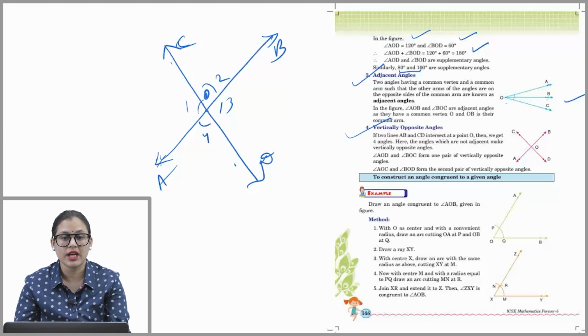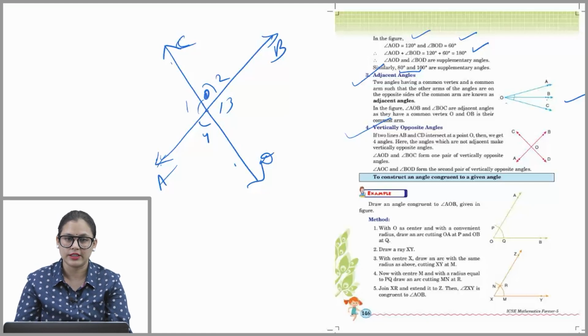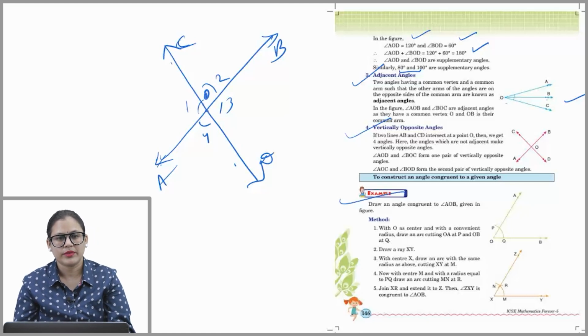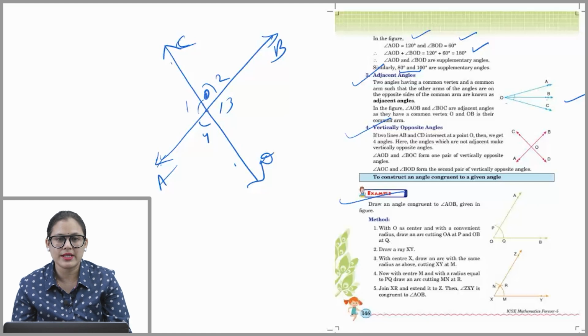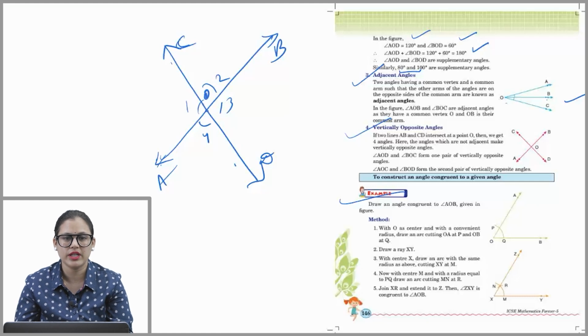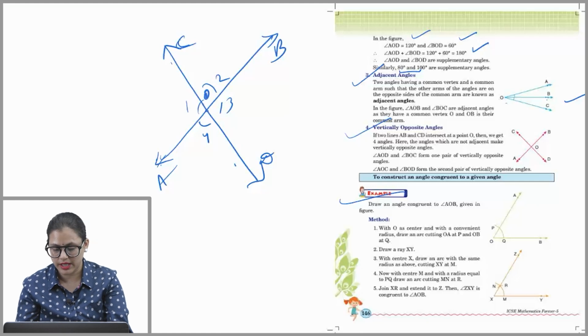So, to construct an angle congruent to a given angle. Example: draw an angle congruent to angle AOB given in the figure. Method: 1, with O as center and a convenient radius, draw an arc cutting OA at P and OB at Q. 2, draw ray XY. 3, with center X, draw an arc with the same radius as above, cutting XY at M. 4, now with center M and a radius equal to PQ, draw an arc cutting the first arc at R. Join XR and extend it to Z. Then angle ZXY is congruent to angle AOB.